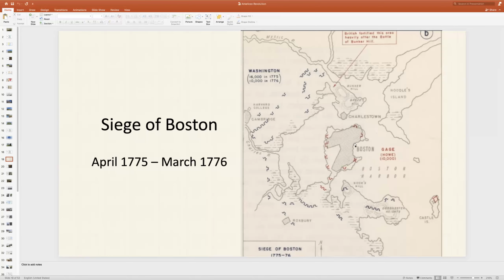And we use the word siege because nothing happened. There was no fighting, there was no attacking, no defending, nothing. The British stayed there and watched the colonists. The colonists were around the British and they did nothing, all right? But two important things happened during that time.